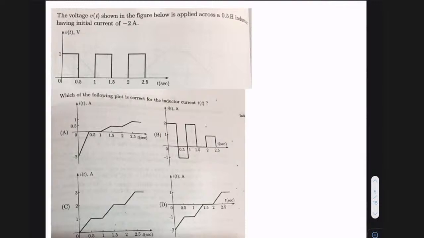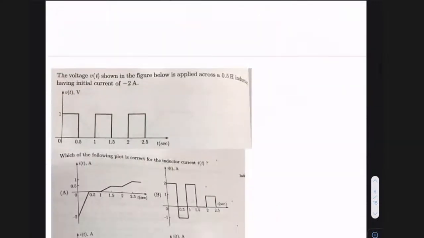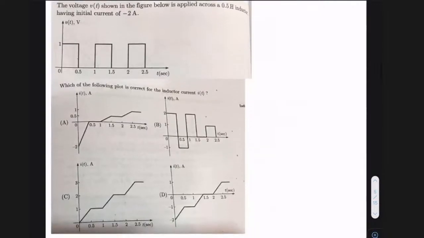So in this question, you see here, the voltage VT shown in the figure below is applied across a 0.5 Henry inductor having initial current of minus 2 ampere. Which of the following plots is correct for the inductor current? In the previous case, voltage was given, current was asked. In this case also, voltage is given, current is asked.